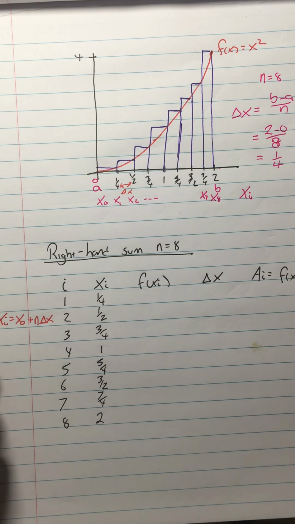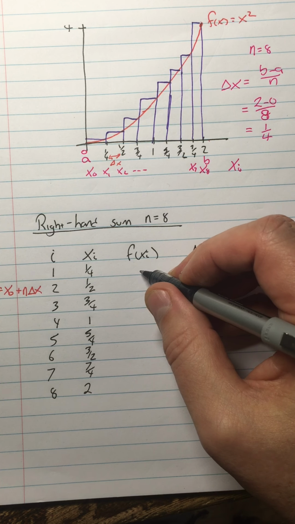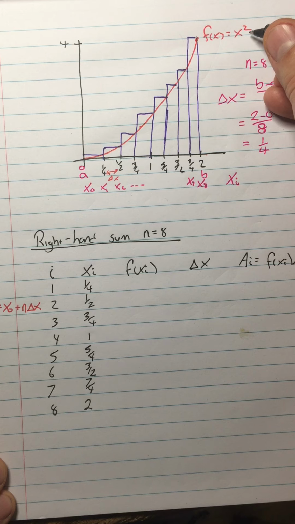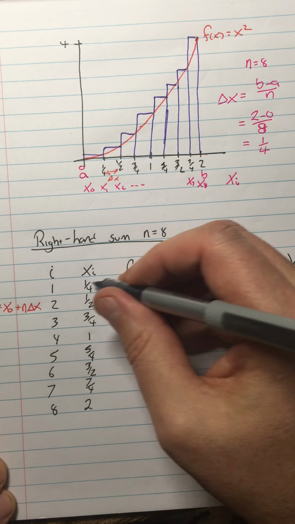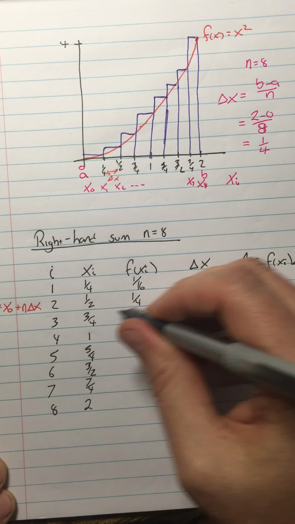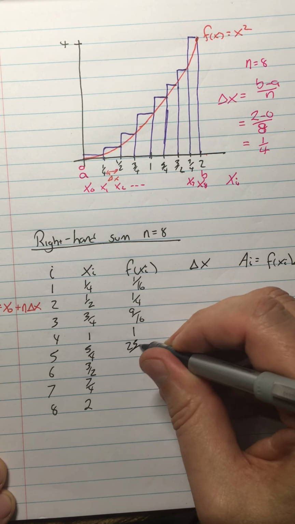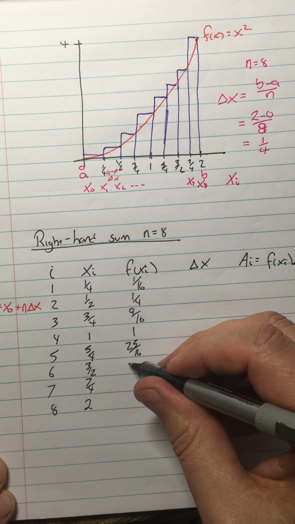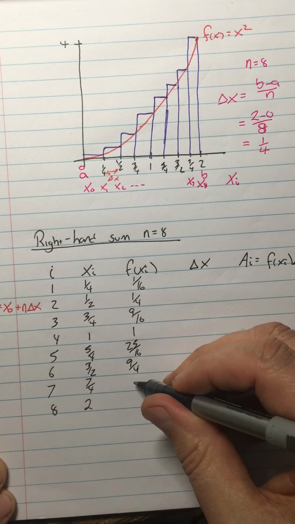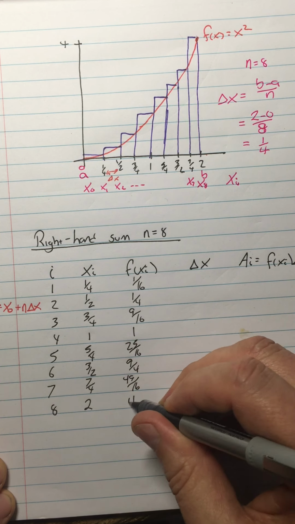All right, that's going to give us sort of our common terminology for these things. So my f of x sub i's are going to be x squared for each x sub i. So 1/4 squared is 1/16, 1/2 squared is 1/4, 3/4 squared is 9/16, 1 squared is 1, 5/4 squared is 25/16, 3/2 squared is 9/4, 7/4 squared is 49/16, and 2 squared is 4.